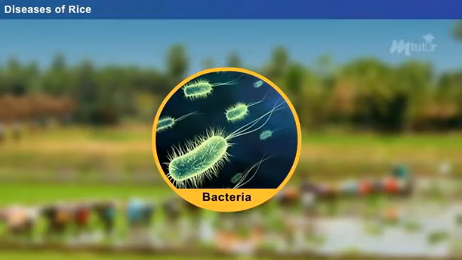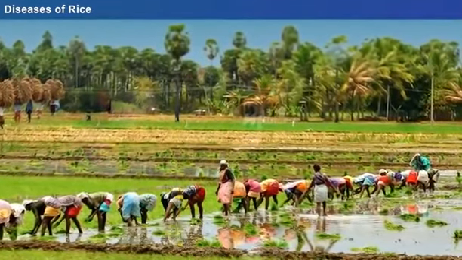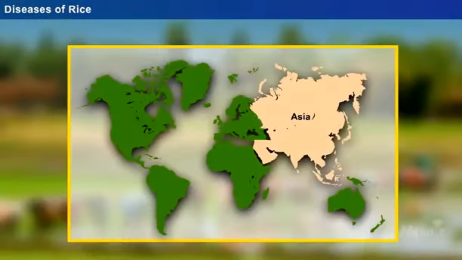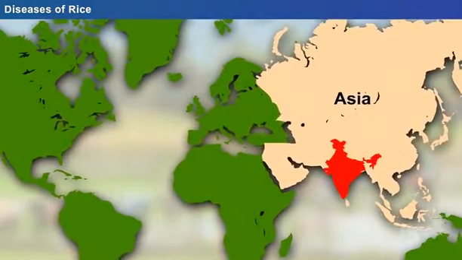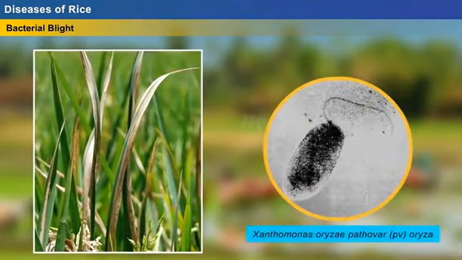Bacterial diseases are deemed to be a major threat to sustainable productivity. They are found to cause many problems in Asian countries, especially in India. Here, we shall discuss one of the major bacterial diseases that causes major loss in productivity. Bacterial blight disease is caused by the bacterium Xanthomonas oryzae pv. oryzae.